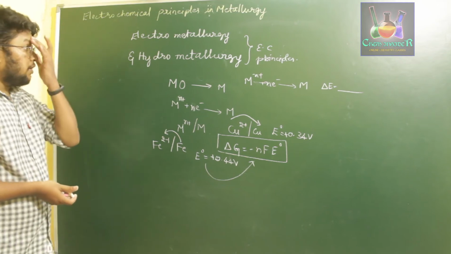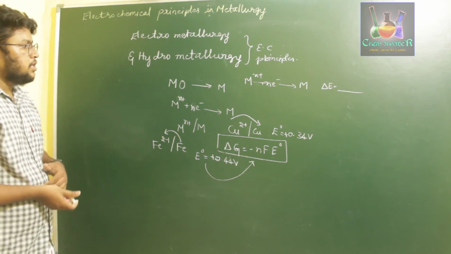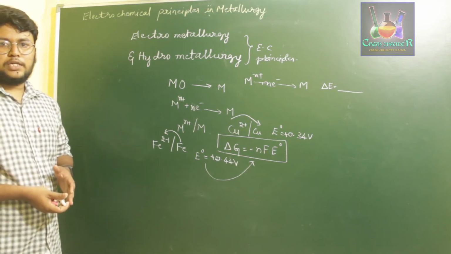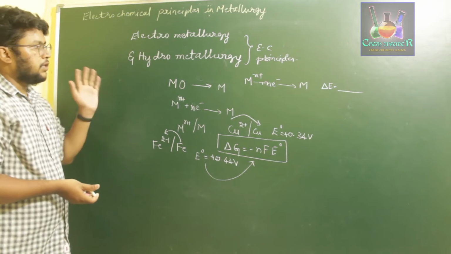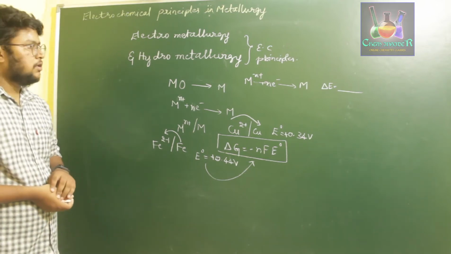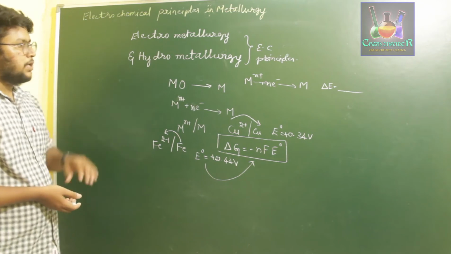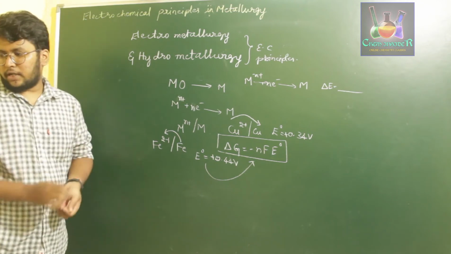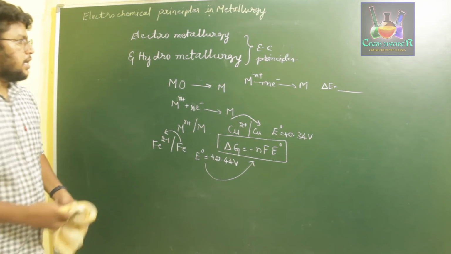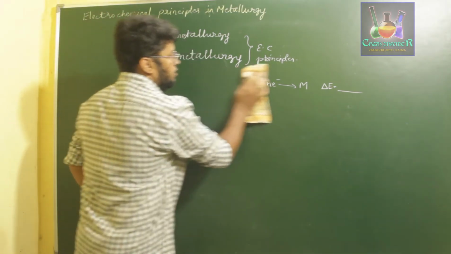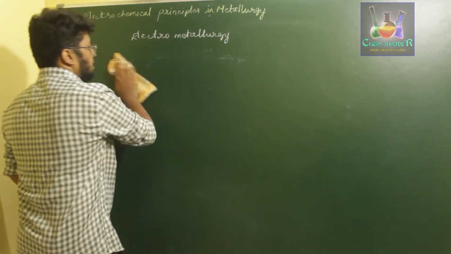Now for the hydrometallurgy process, instead of electrolyzing them, we directly treat them with a proper reducing agent and convert them to the proper metal. We will discuss hydrometallurgy more later. First, for the electrometallurgy process, we have an example of extraction, that is, the extraction of aluminium from its bauxite ore.